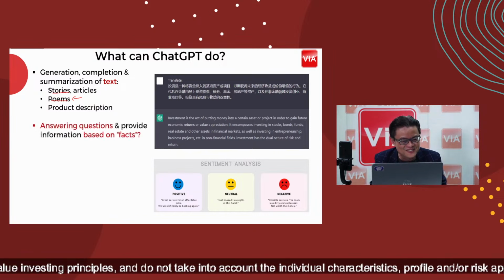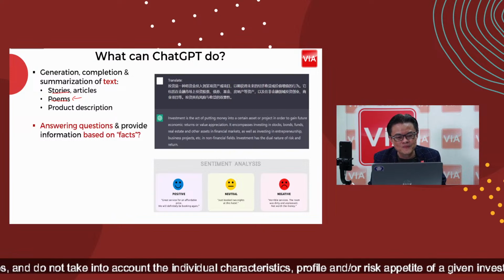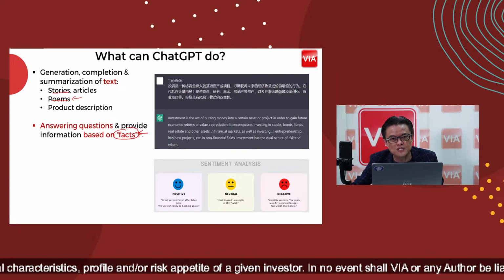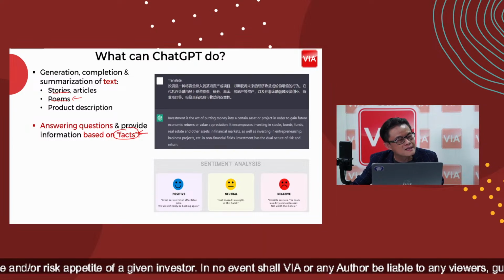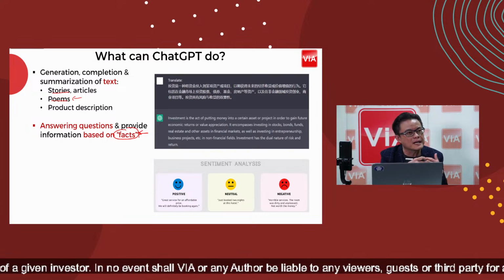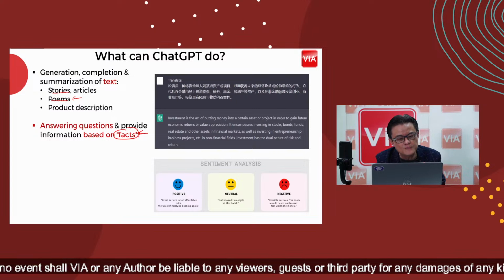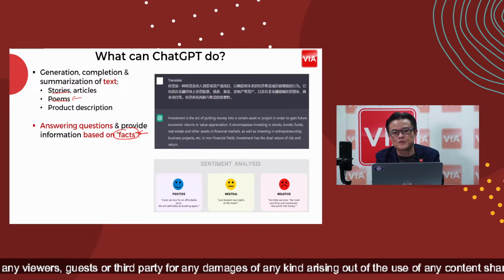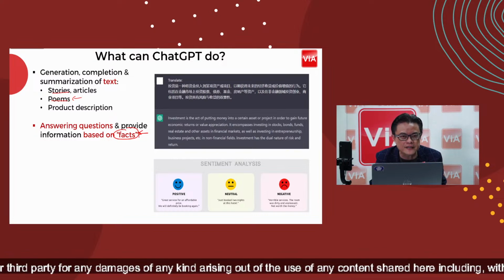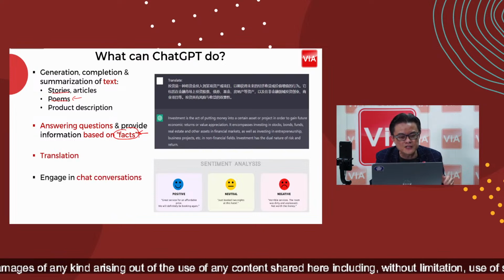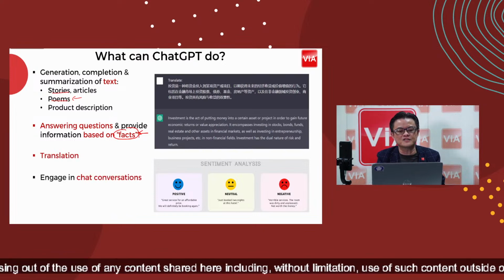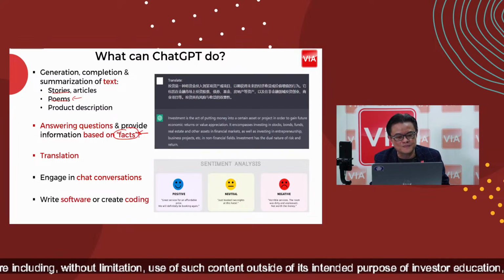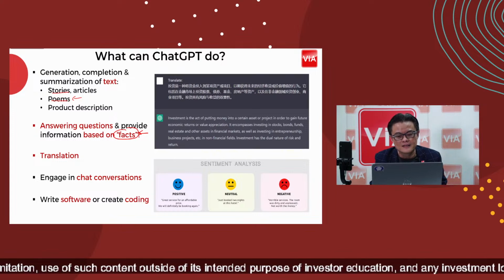Maybe you can try: write me a 100-word poem about value investing. Wow, I don't know how they are going to do it. You can also ask it to answer questions. Now, be very careful. Answering questions, it provides information based on "facts". I am not very sure about this, because how do you define fact? Is it provided by other people, who is going to validate? So I put inverted commas. Be very careful that you don't read any response from ChatGPT and then treat it like a fact. It may not be true. You can do translation, and engage in chat conversation. So at night, if you cannot sleep, you chat with ChatGPT. You can also write software and create coding. So there's a lot.